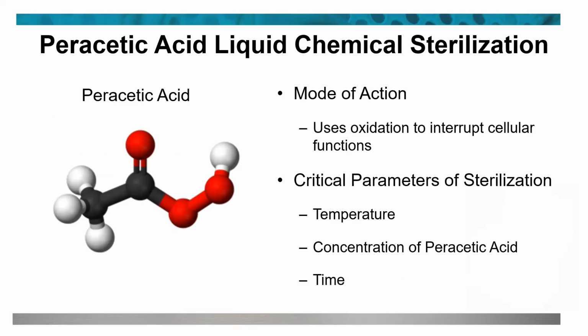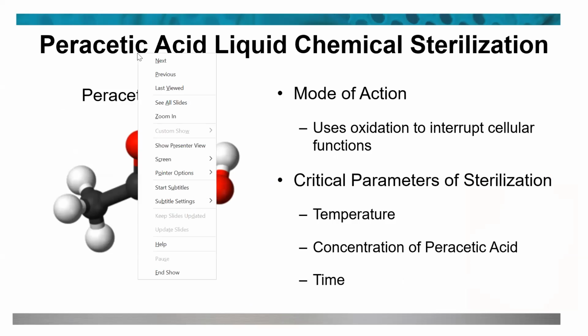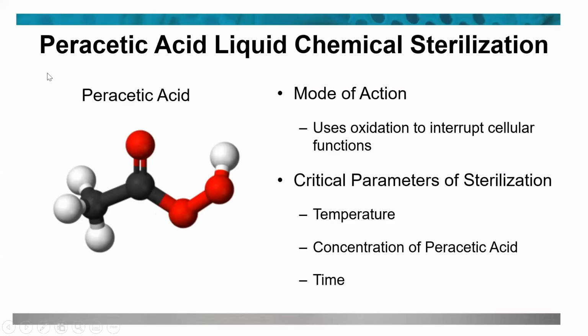So peracetic acid liquid chemical sterilization is a very aggressive acid, and when combined with a buffer system, it can quickly kill microorganisms but maintain a neutral pH, giving it a high material compatibility rating. So that's one of the things that we want to be mindful of. It denatures the protein, disrupts the cell wall permeability, and oxidizes sulfur bonds in protein and enzymes. So it basically shuts down the system that way.